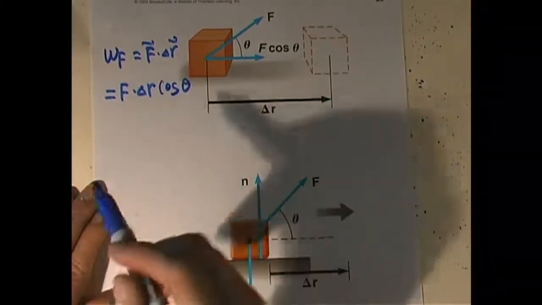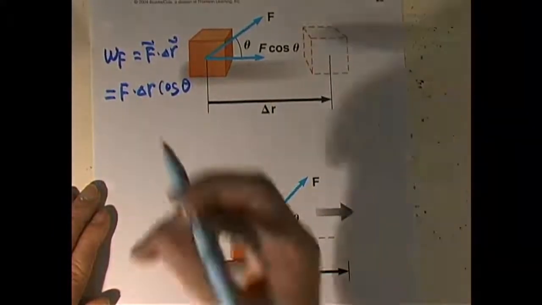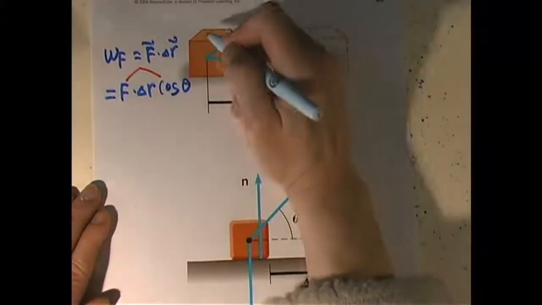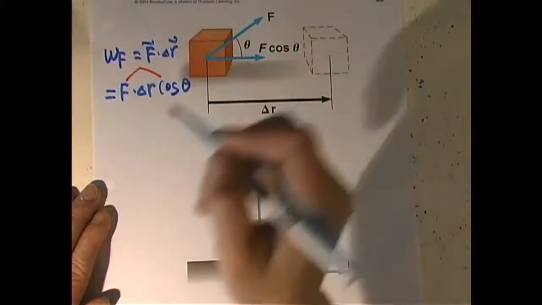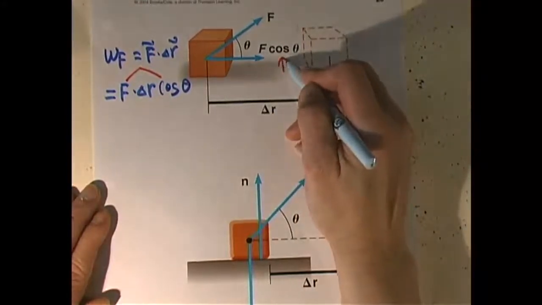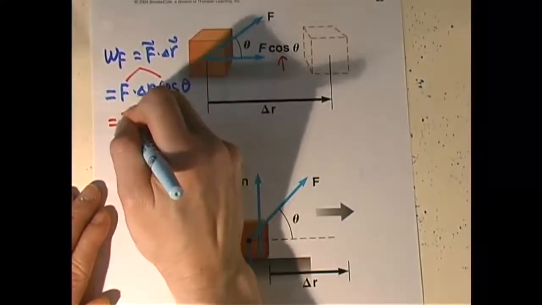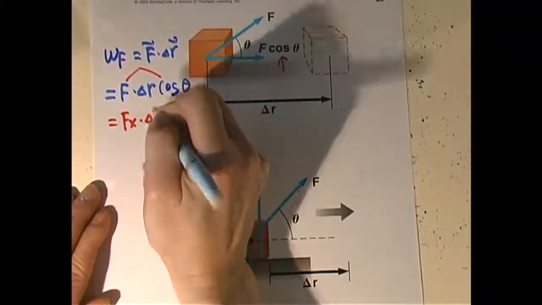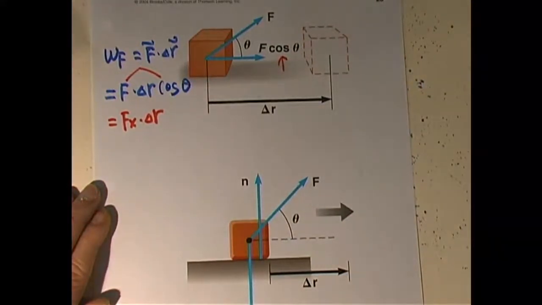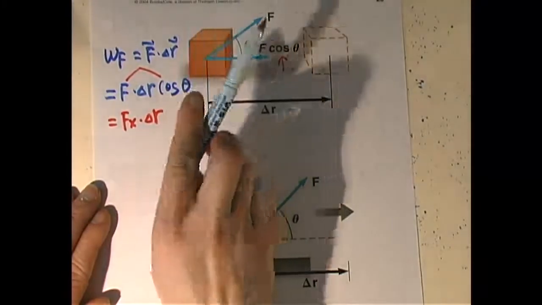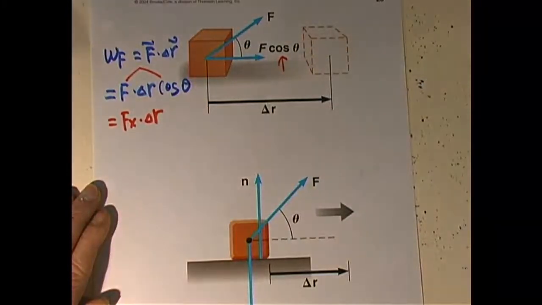I want to point out one thing: if you combine this F and cosine theta term, what is F cosine theta? F cosine theta actually is the x component, so if we name it, that is Fx. This tells us the Fy term does not do work, because when Fy dots the displacement delta r, Fy is perpendicular to delta r, so cosine 90 equals 0.